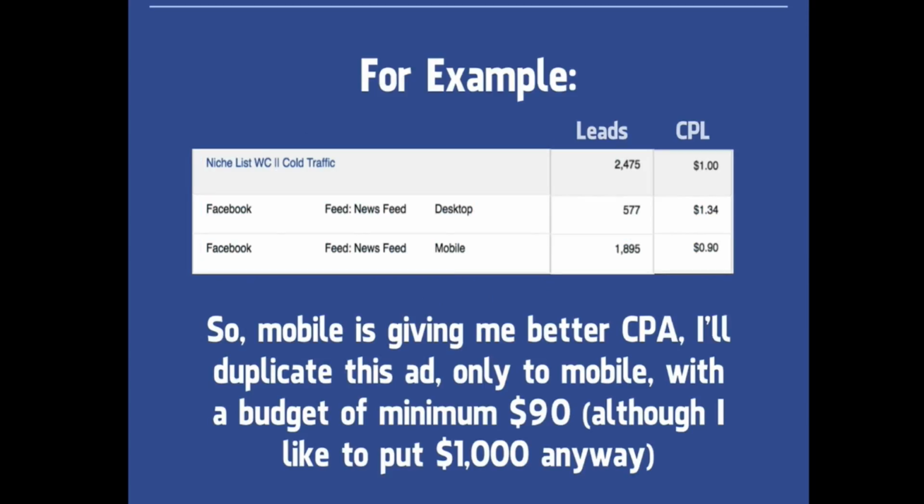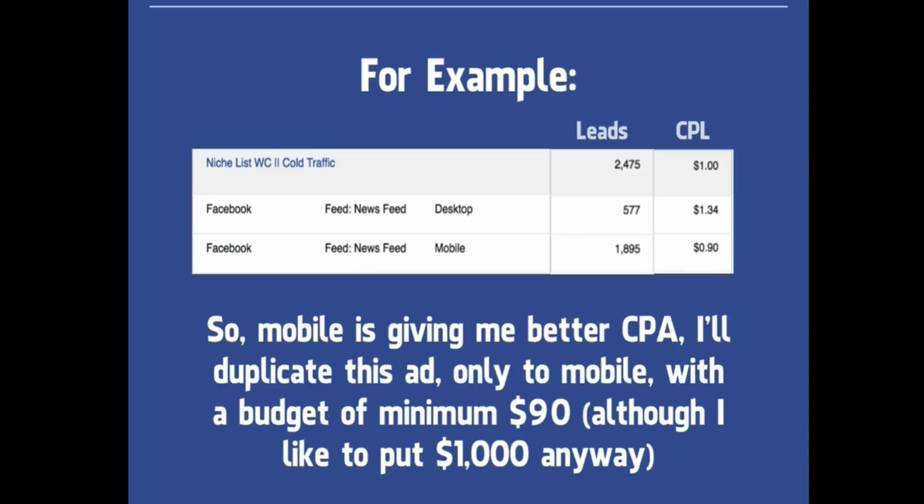Okay, so for example, you see here this is an ad that's running on desktop and mobile, right? So you can see that the cost per lead on mobile is 90 cents, while the cost per lead on desktop is $1.34. So mobile is giving me better CPA. I'll duplicate this ad only to mobile with a budget of minimum $90, although I like to put $1,000 anyway, because 90 cents times 100 is $90, right? So that's basically what I mean. This is the cost per lead, the 90 cents. The mobile is giving me the cheaper leads. I will duplicate to mobile on a high budget.